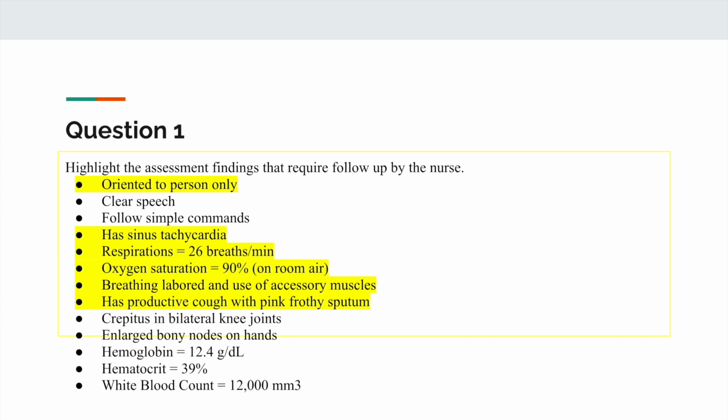And then she has a productive cough with pink frothy sputum, so that is also abnormal for her. If we keep going just with abnormal and normal, crepitus in bilateral knee joints, is that normal? No. Enlarged bony nodes on hands, is that normal? No. Same with a white blood count of 12,000, is that normal? You know, it's 4 to 10. No. But why aren't those chosen?